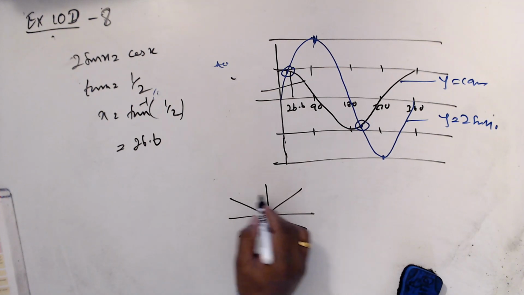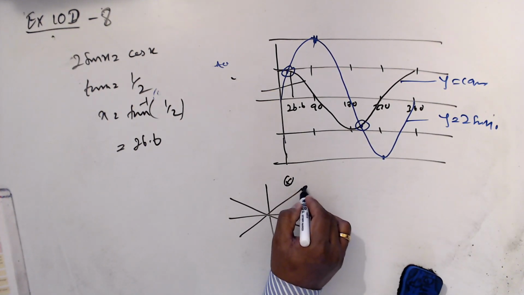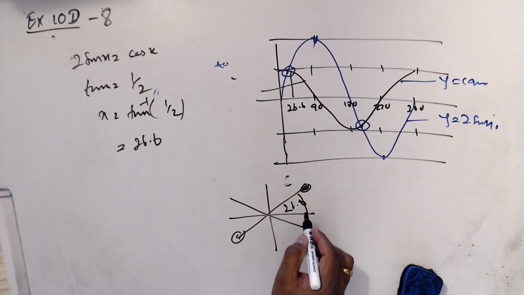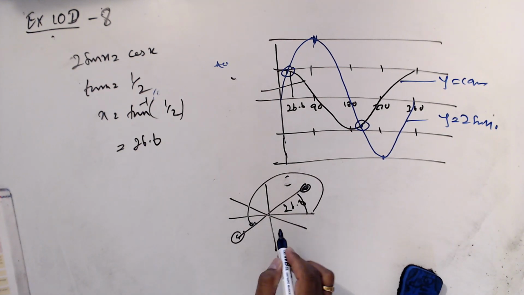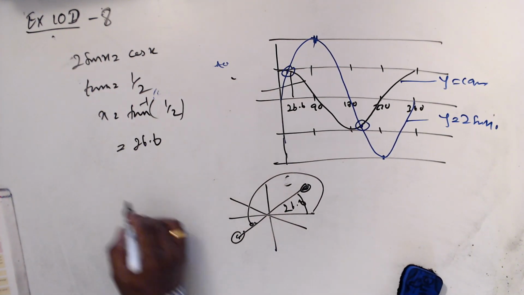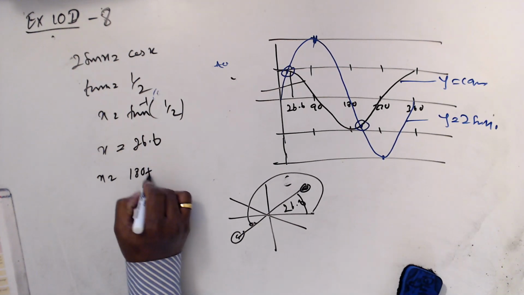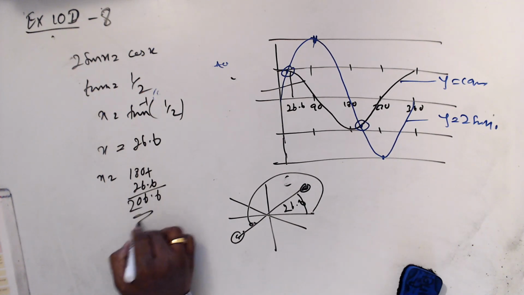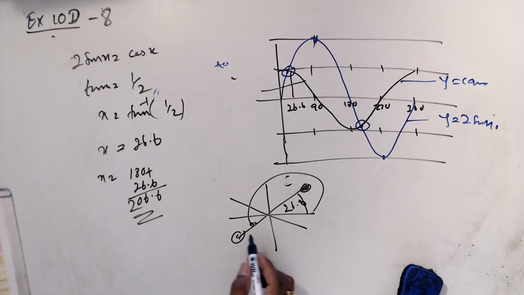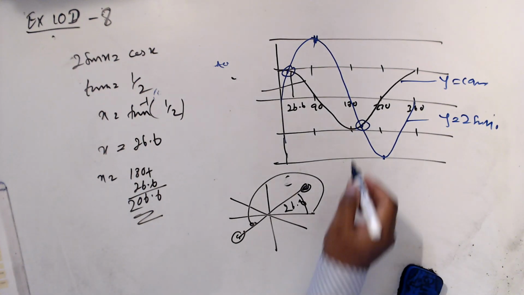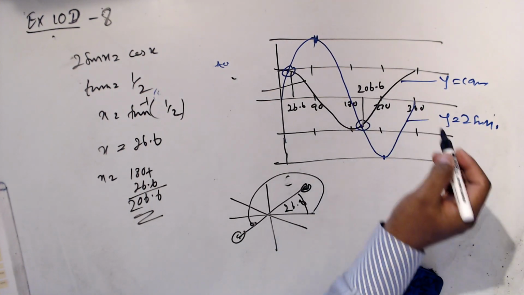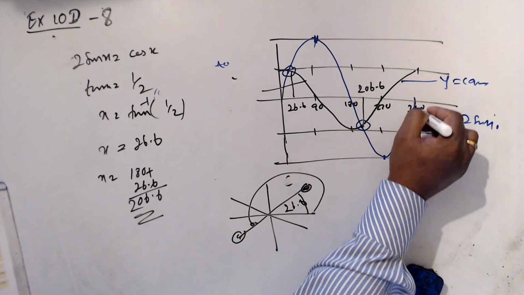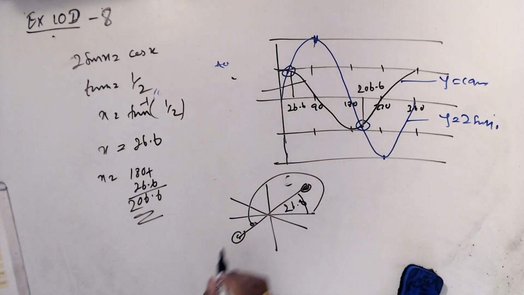Tan is positive in the first one and third one. So this is 26.6. The other one is 180 plus 26.6, which is 206.6. The other angle. So this is 206.6. And there is no other intersection point within 360 because the range is given up to 360.